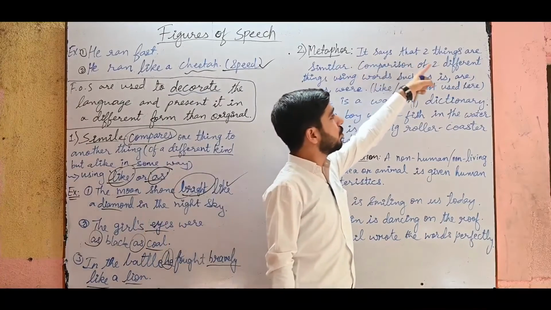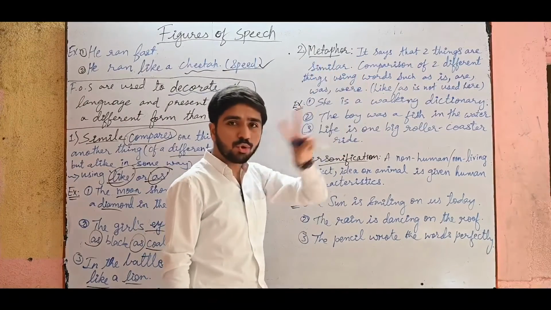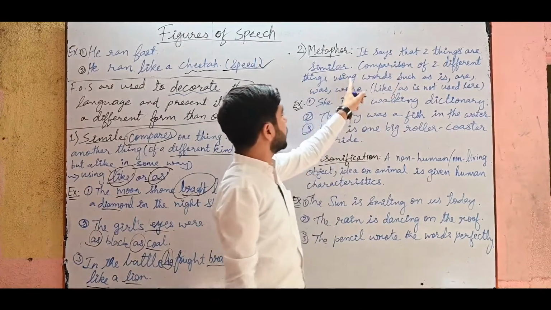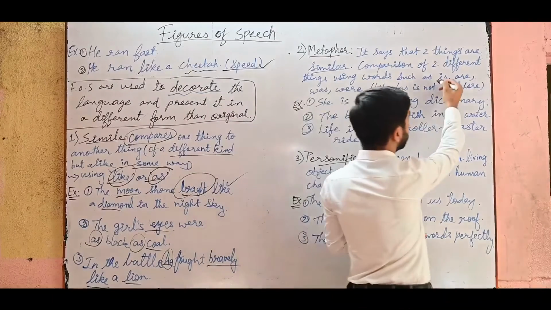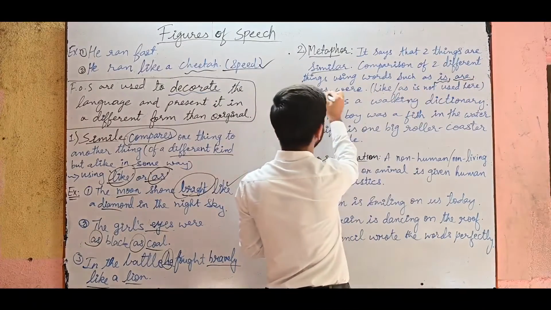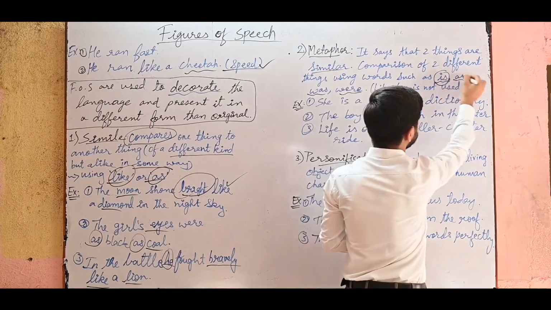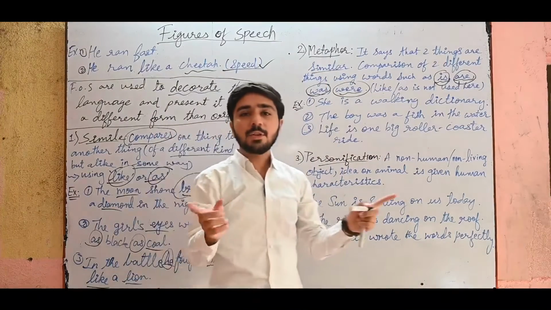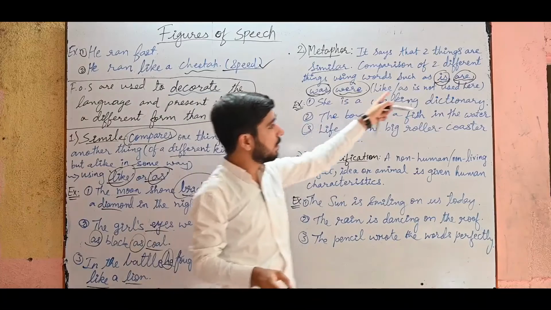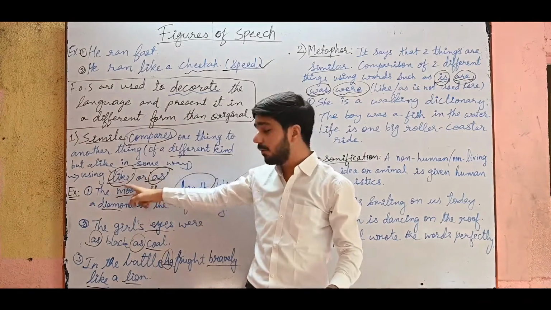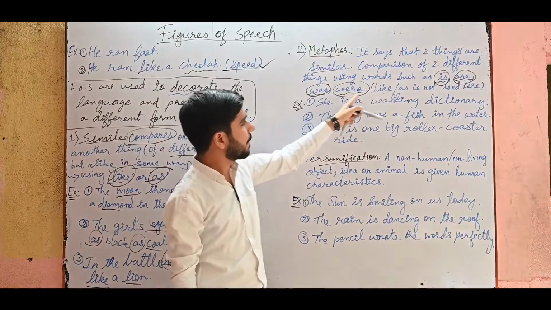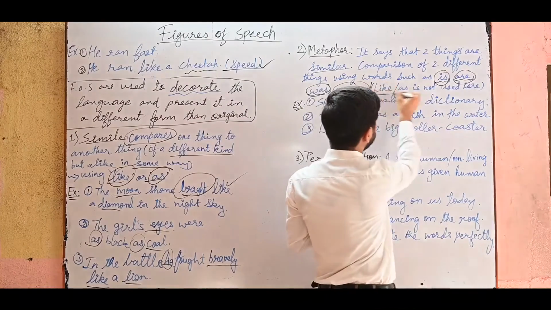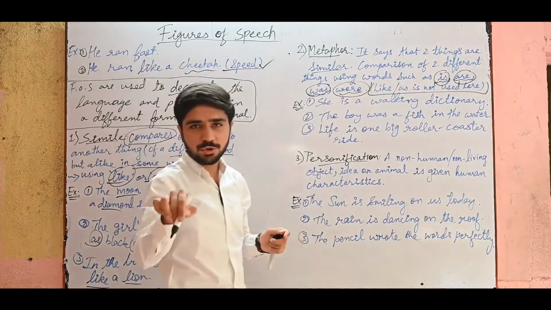See, it says that two things are similar. So here also two things are the same. Comparison of two different things using the words such as is, are, was, or were. So students, remember these keywords: is, are, was, and were. So metaphor is also comparison of two different objects, but using the words is, are, was, were. We will not use the word like or as in metaphor. See, like or as is not used here. Remember this, you can just note it down that like or as is not used in metaphor.